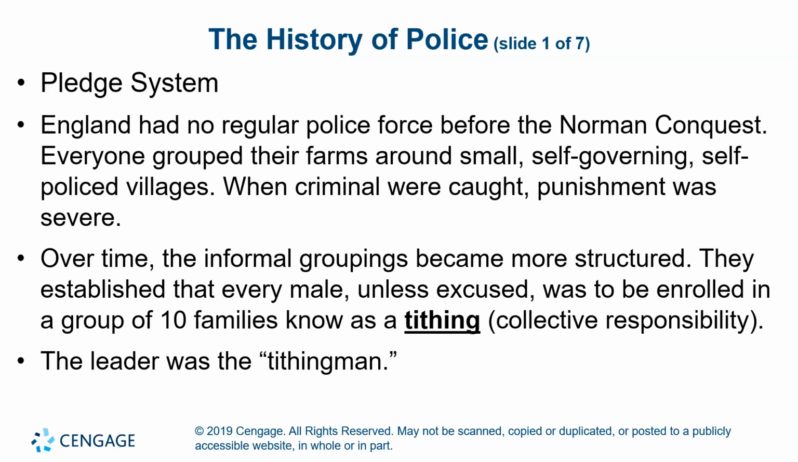Now, over time, these informal groups became a little bit more structured. And here, they established that every male, unless excused, was to be enrolled in a group of 10 families. And they called these 10 families tithings. Okay? And basically, these groups were entrusted with policing their own minor problems, such as dealing with disturbances, fires, wild animals, or other threats. It was a collective responsibility, if you will. And the leader of the tithing was called the tithing man.